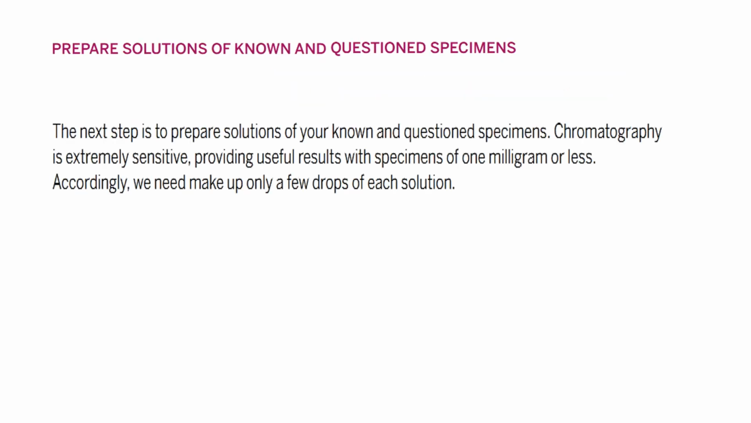Okay. Now, how to prepare the solutions of known and questioned specimens. After preparing the chromatographic jar, our next step is to prepare the solutions of our known and questioned specimens. The known compounds are acetaminophen, aspirin and caffeine. These are all known drugs, and the unknown drugs we are keeping, that is the questioned specimens, are also kept as a plot. Okay, chromatography is extremely sensitive, providing useful results with specimens of 1 milligram or less.